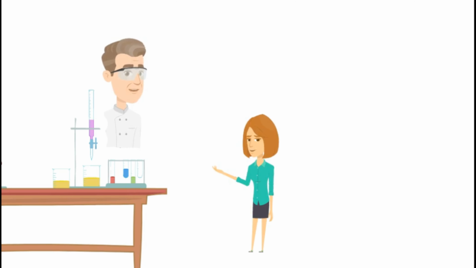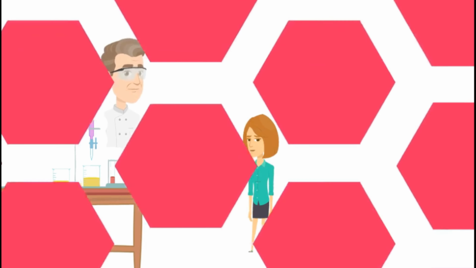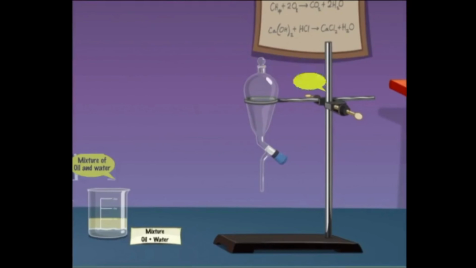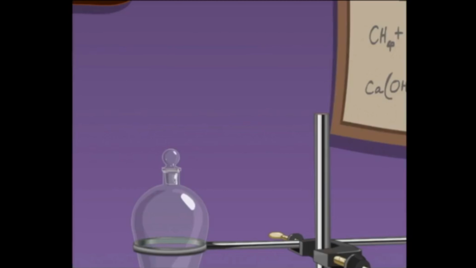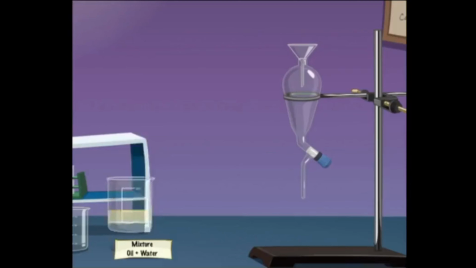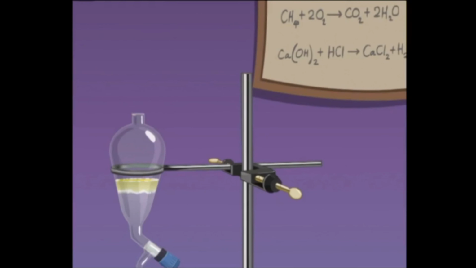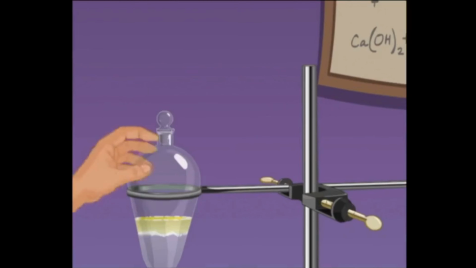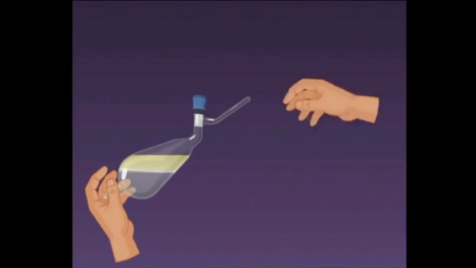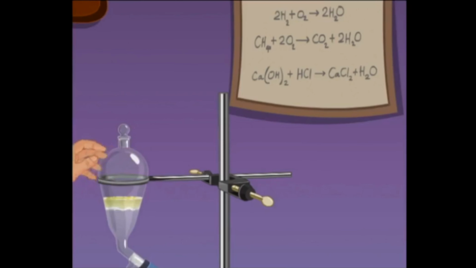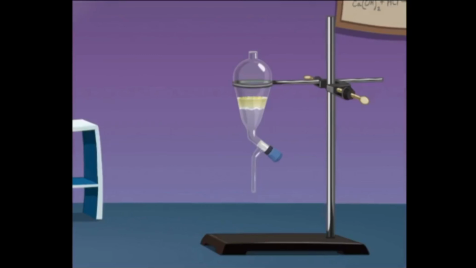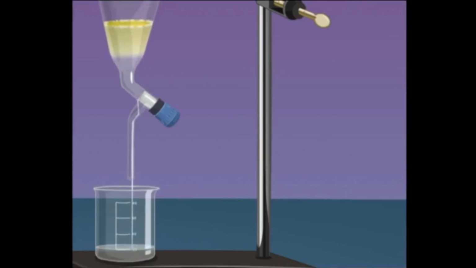Let us view the experiment and see what we learn. You will need a separating funnel, clamp stand, a mixture, a filter funnel, 2 beakers. Use the filter funnel to pour the mixture into the separating funnel. Now remove the separating funnel from the stand and shake it. Then open the stopcock to release the pressure inside. Place the separating funnel back in the stand and allow it to sit. Oil forms the top layer and water forms the bottom layer. Now use the beakers to collect the water and oil separately.